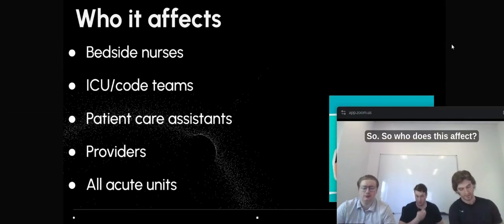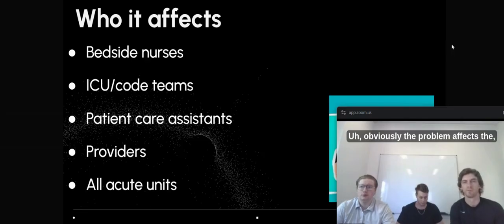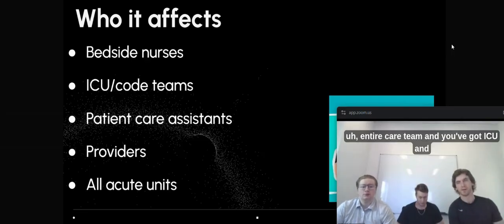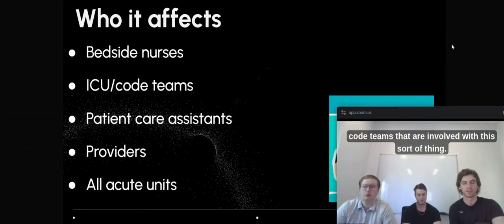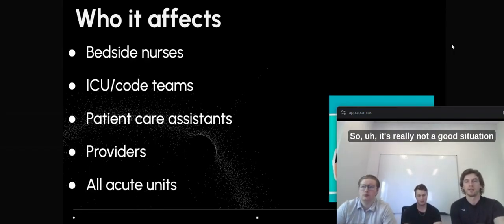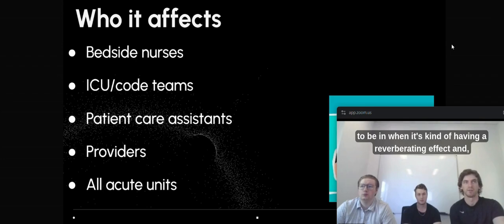So, who does this affect? Obviously, the problem affects the entire care team, and you've got ICU and code teams that are involved with this sort of thing. So, it's really not a good situation to be in when it's having a reverberating effect and spanning out and affecting everyone negatively.